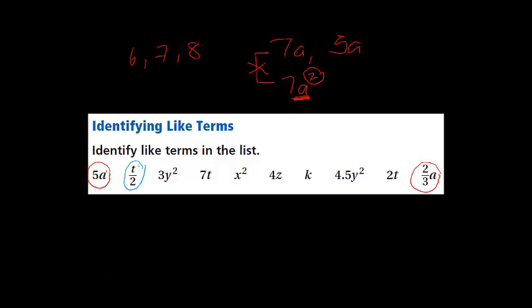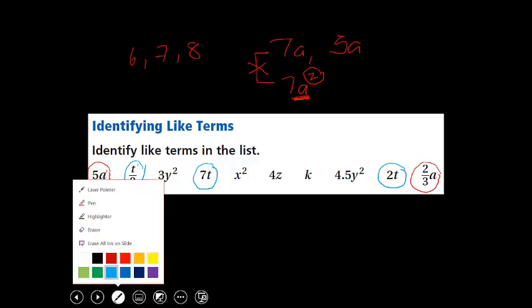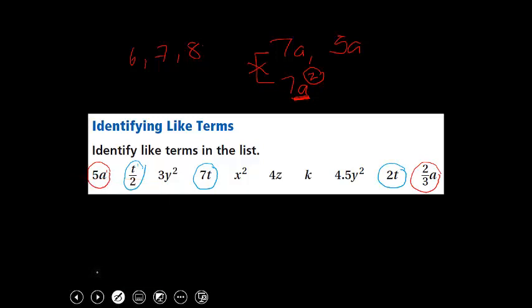Next up, I'm going to look at the letter t. So t over 2 is t to the power of 1, 7t to the power of 1, and I've got 2t to the power of 1. Those three are like terms. Next, I'm going to look at y squared. So I've got 3y squared and 4.5y squared. Now if I look at my remaining ones, x squared, 4z, and k, none of them are like terms. Therefore, this is the final answer to this question.